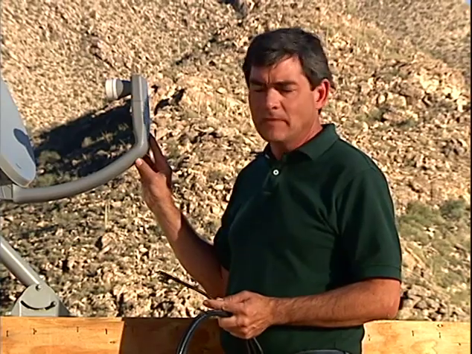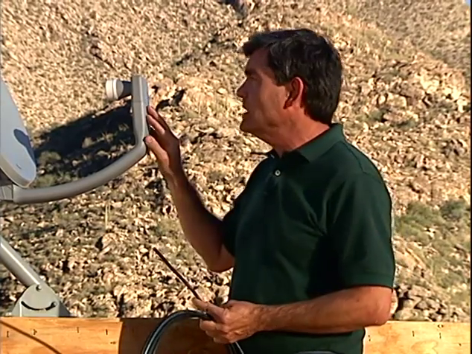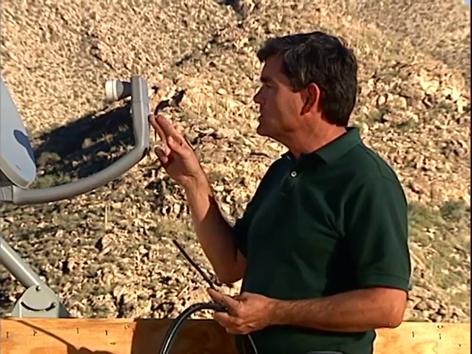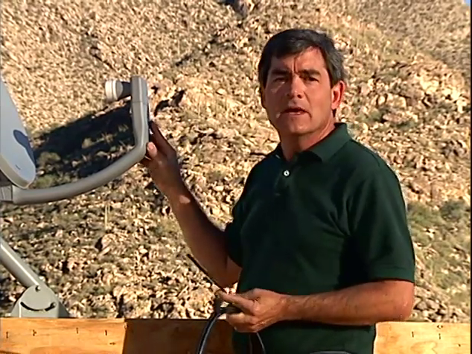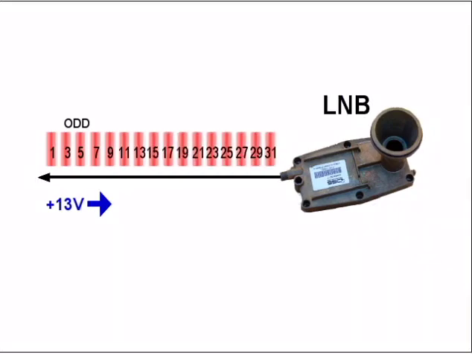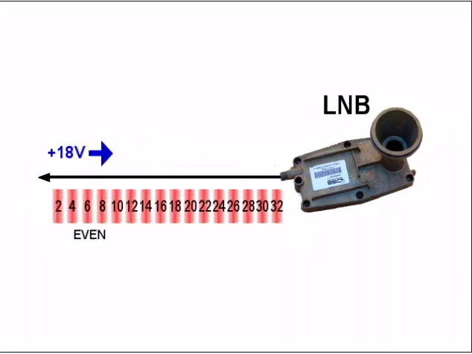Now, the voltage that it puts on the cable is used to select the even or odd channels out of the LNB. 13 volts will select the right-hand polarized odd channels. 18 volts is used to select the left-hand polarized even channels. Whichever channel is selected by the viewer determines the voltage the receiver outputs to select the appropriate transponder channel.